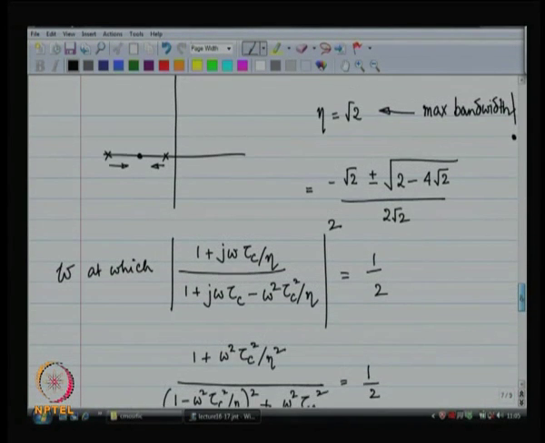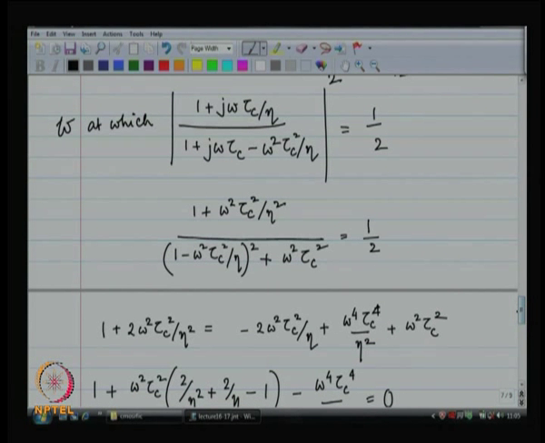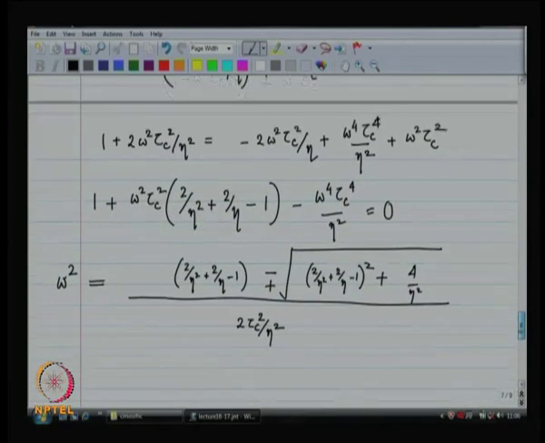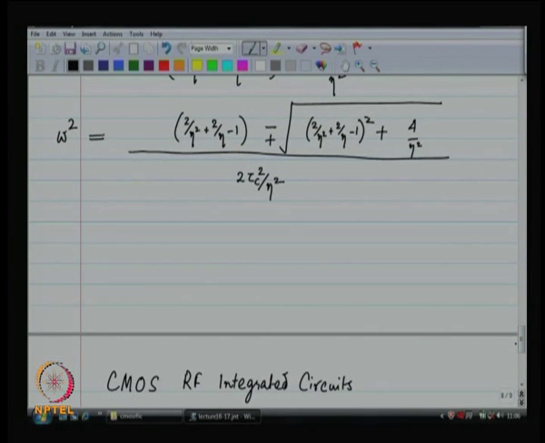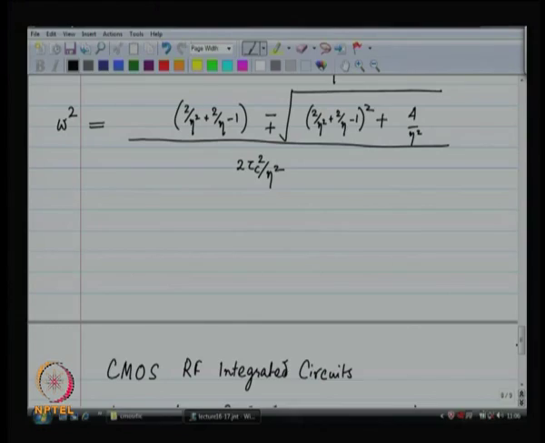So, we came up with the rule for bandwidth. The rule for bandwidth is the omega at which the magnitude squared is equal to half of the magnitude squared at DC. So, just remember that, and then we tried to solve for omega. Instead, we ended up solving for omega squared, and we found that omega squared has two roots given by the above two.